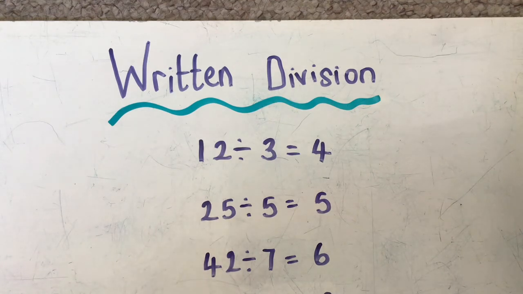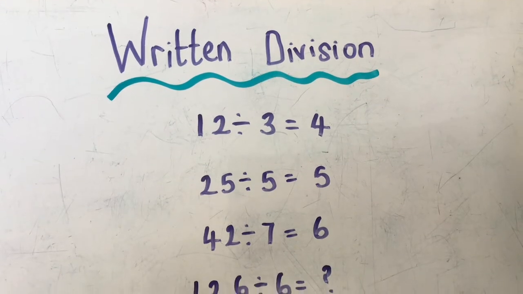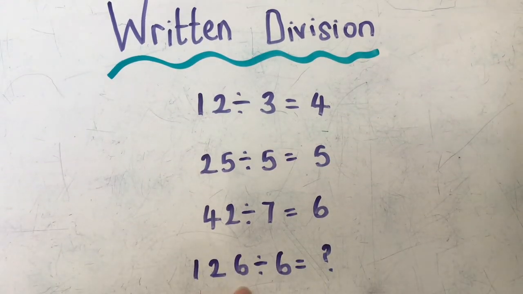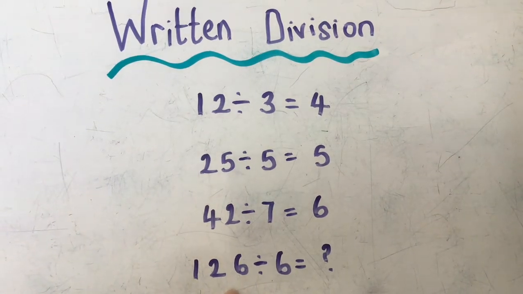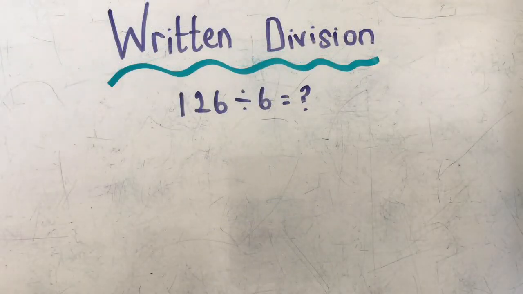So I'm going to show you how to do a slightly harder sum today, and that is 126 divided by 6. And this isn't one that you would be expected to know in your head, so we have to use a slightly different method for this one. So I'm going to show you the written division method to work out the answer to 126 divided by 6.